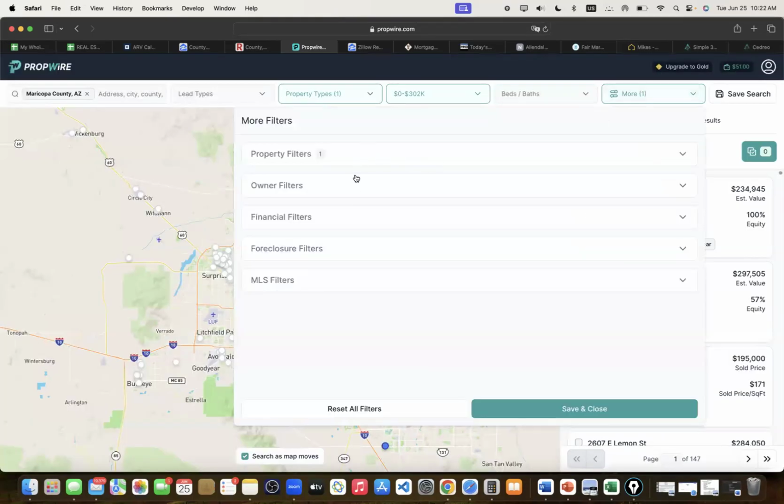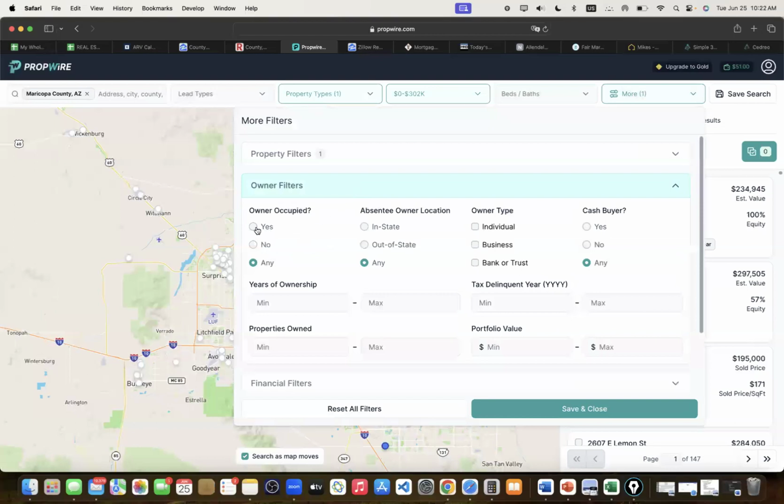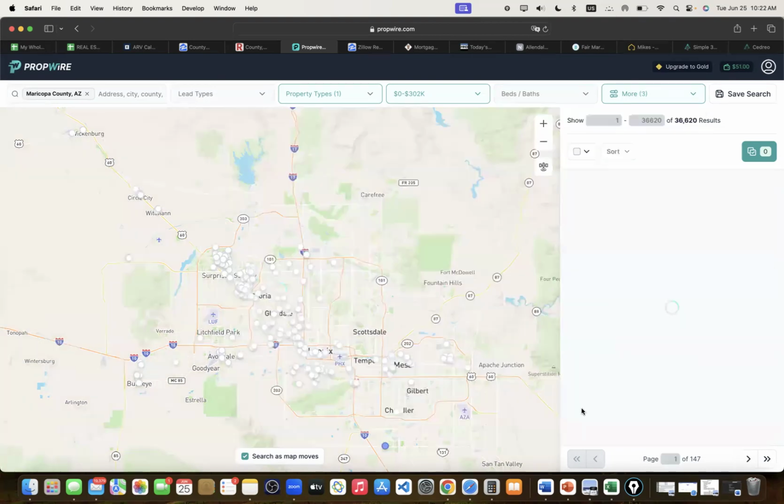I can also set up owner occupied, so make sure the owner is in there. And then owner type, I like to do individual, so that way I make sure it's not a trust or an LLC. I want to make sure it's the actual homeowner inside the property.